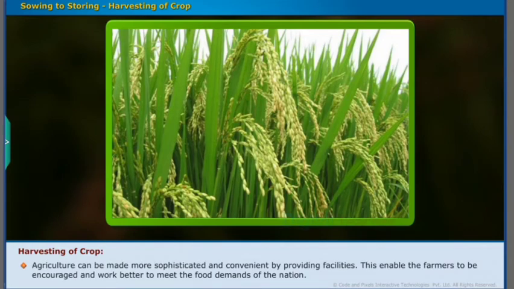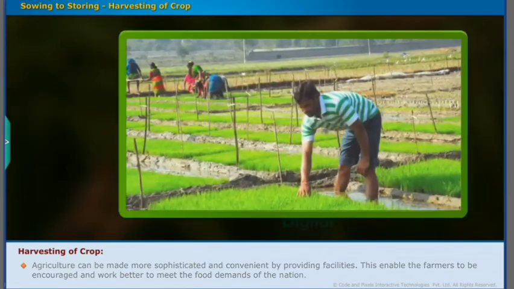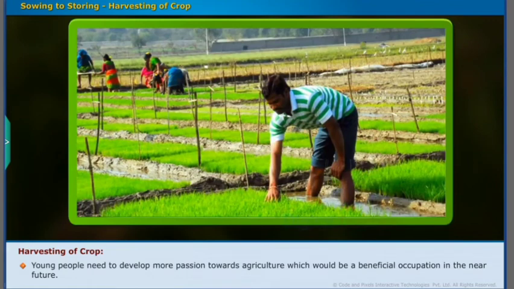Agriculture can be made more sophisticated and convenient by providing facilities. This enables the farmers to be encouraged and work better to meet the food demands of the nation. Young people need to develop more passion towards agriculture, which would be a beneficial occupation in the near future.